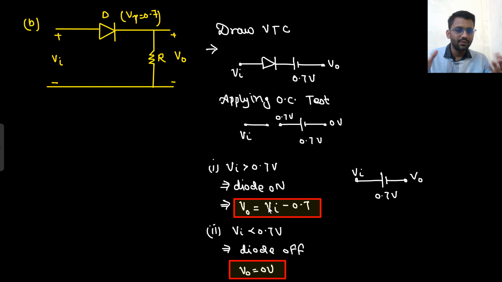Very easy, well and good. Just open circuit, then see if P is at higher potential, that means the diode is on. If P is at lower potential, that means the diode will be off. Now you have to draw the transfer characteristics.